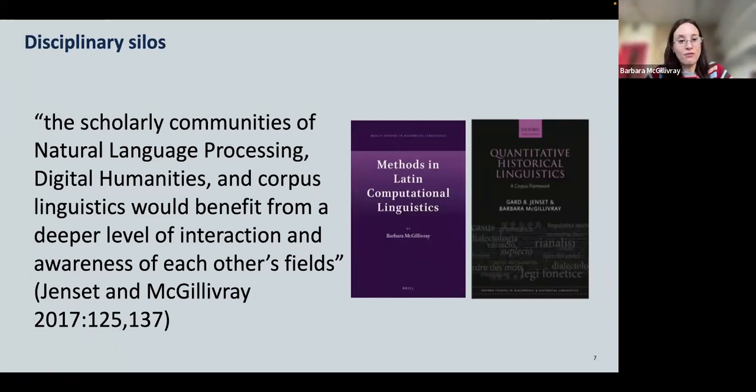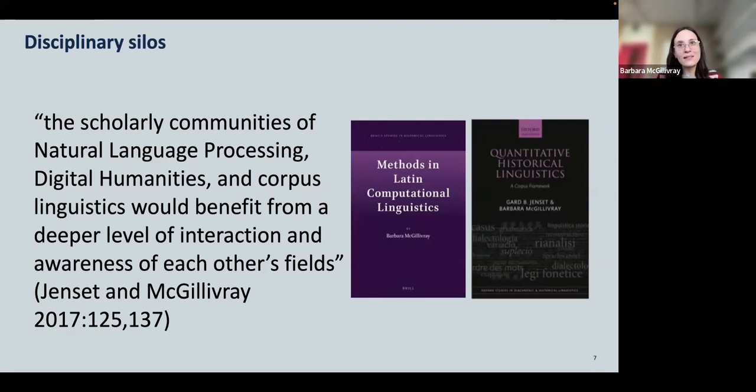And to some extent, what I wrote here in 2017 is still current, but maybe has started to be addressed. So I say the scholarly communities of natural language processing, digital humanities, and corpus linguistics would benefit from a deeper level of interaction and awareness of each other's fields. And this is something I also tried to address in my third book about language technology and humanities, because it is when we gather around problems and bring together methods from different disciplines that we can really hope to make important progress.